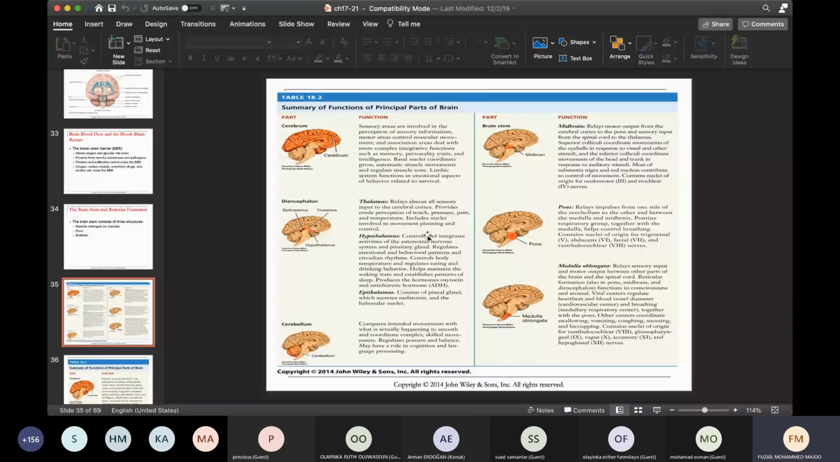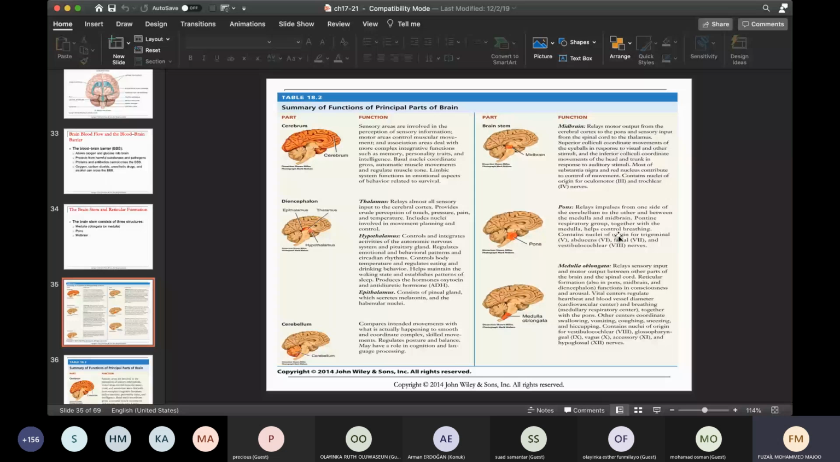All right. You go to the midbrain. Midbrain relays motor output, keyword output, from the cerebral cortex to the pons, and sensory input from the spinal cord to the thalamus. All right, so let's talk about the pons. What is the pons doing over here? Pons relays impulses from one side of the cerebellum to the other side. So this is the connection between one side to the other. It also helps control breathing.